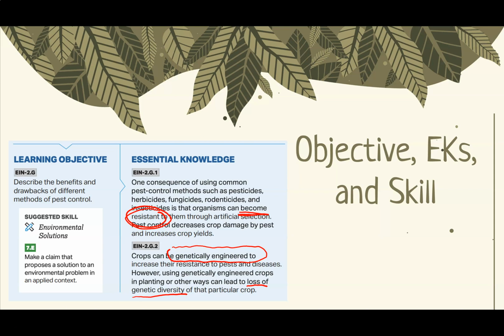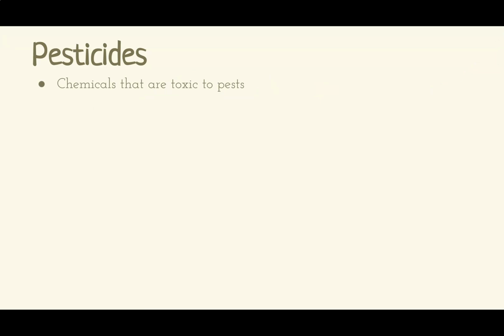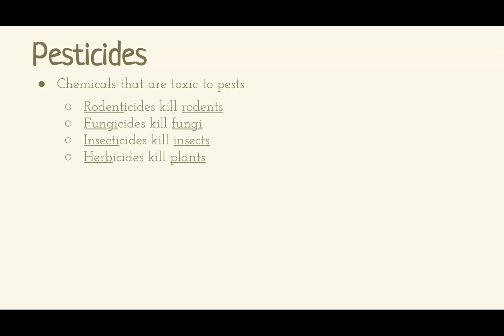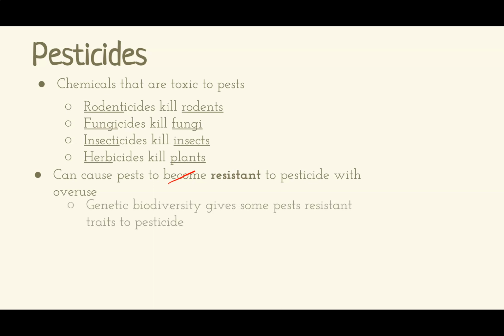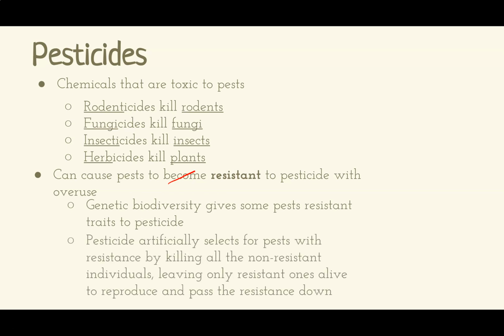So there's a lot going on in this little teeny section. So a pesticide is a chemical that is toxic to pests, and pests, once again, can be anything. So we have rodents and fungi and insects and herbicides that kill weeds. Once again, they can cause pests to become resistant. We don't like resistant. We don't like become resistant. But even though that's the saying here, there will be resistant pests that end up coming into the whatever farm, into the ecosystem. Genetic biodiversity gives some pest-resistant traits to pesticides. So genetic diversity, of course, is good, and biodiversity. And pesticides artificially select for pests with resistance by killing all of the non-resistant individuals.